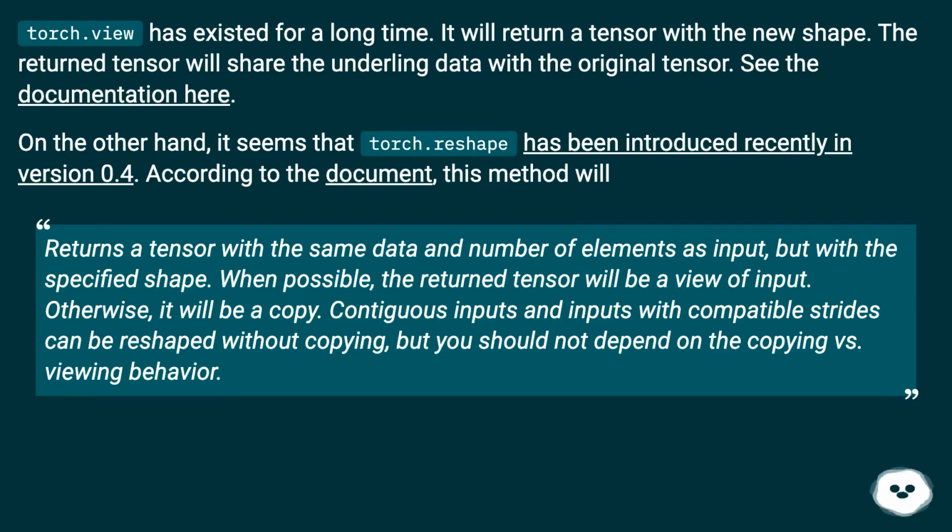According to the documentation, this method will return a tensor with the same data and number of elements as input, but with the specified shape. When possible, the returned tensor will be a view of input. Otherwise, it will be a copy. Contiguous inputs and inputs with compatible strides can be reshaped without copying, but you should not depend on the copying versus viewing behavior.